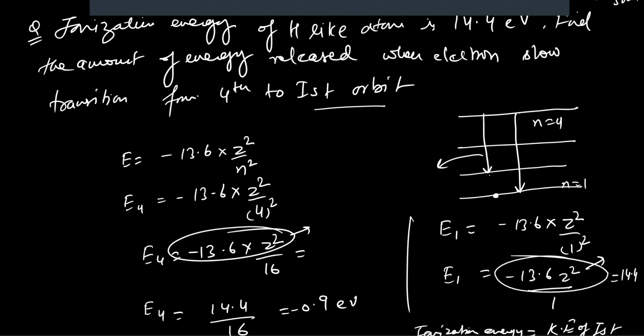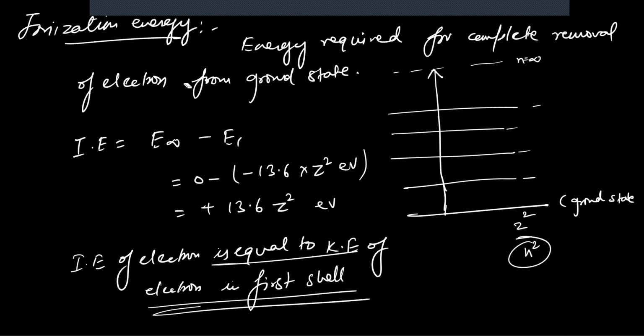Okay, let me explain this question one more time. Ionization energy is always equal to the kinetic energy of the first shell. Got it? Because we are just removing the electron from the first shell to infinity. It is the energy required to completely remove the electron from its ground state, and the ground state is the first shell. So we always write here that the ionization energy is always equal to the kinetic energy of the first shell.